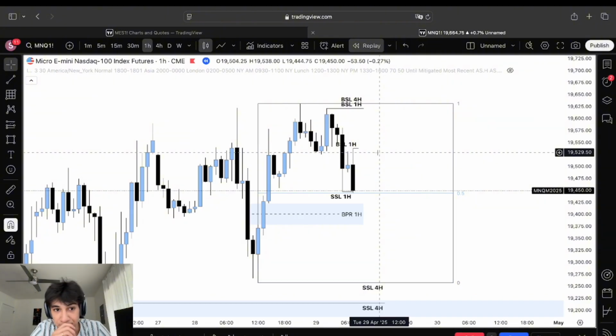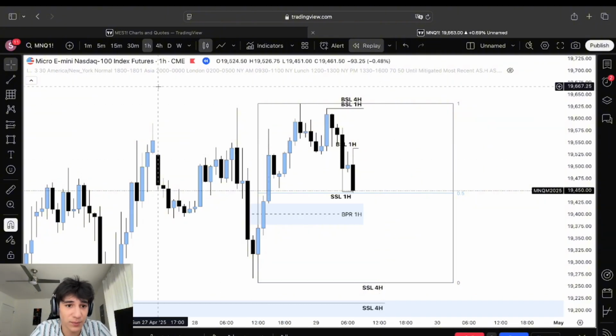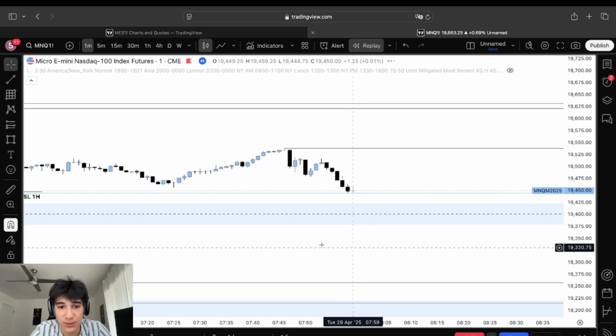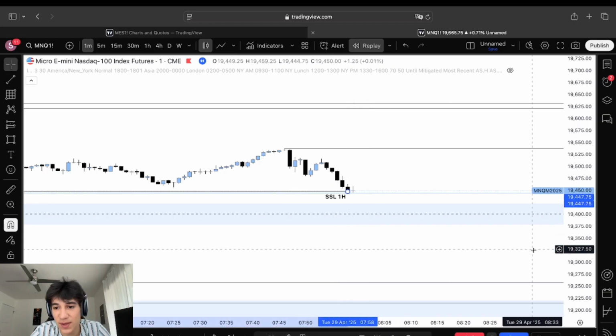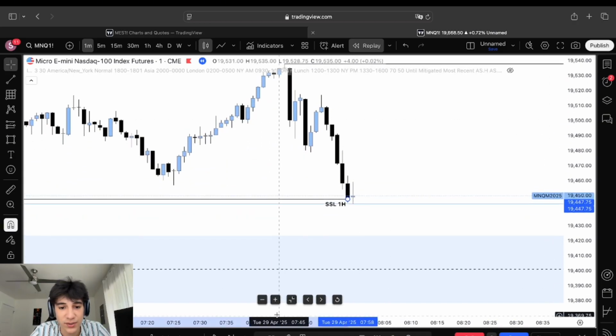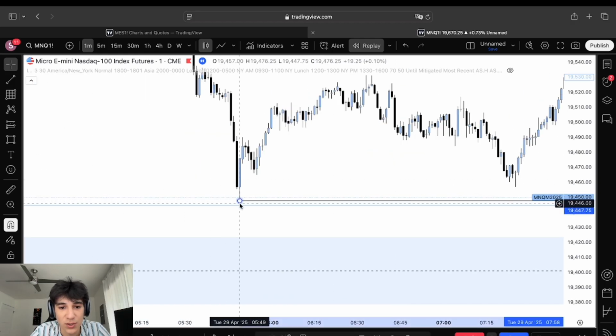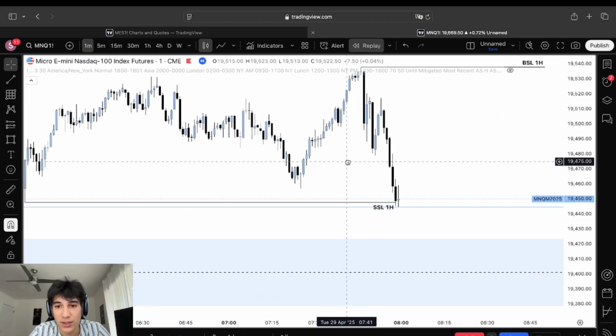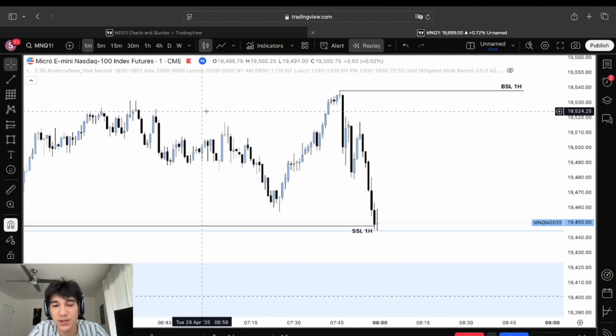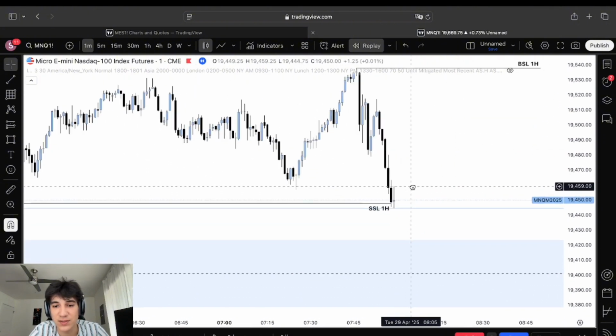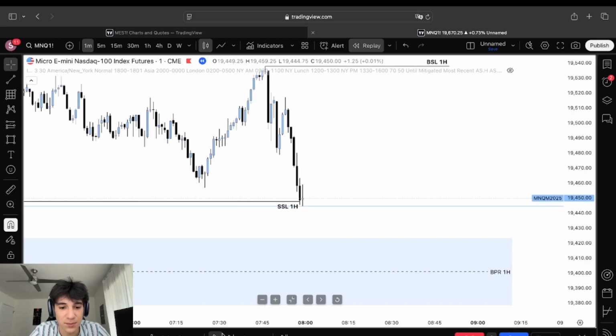So pretty much if we go to the 1 minute, we see we sweep out this low here, and then after sweeping out this low, we manipulate these highs, come down, sweep out this low, and head into the BPR.